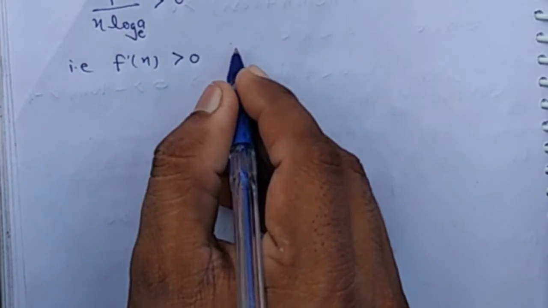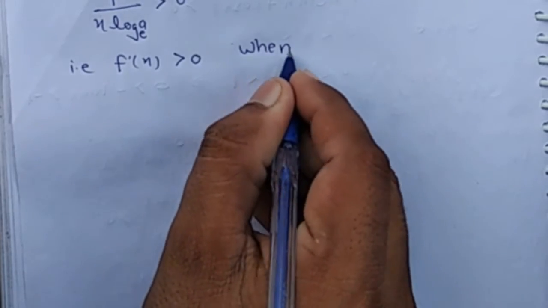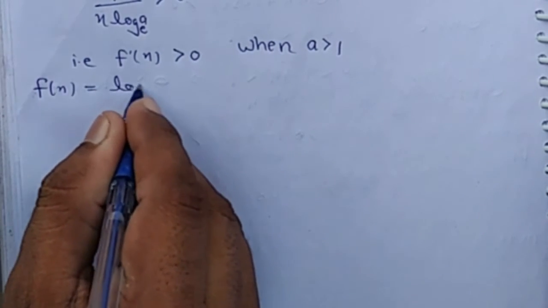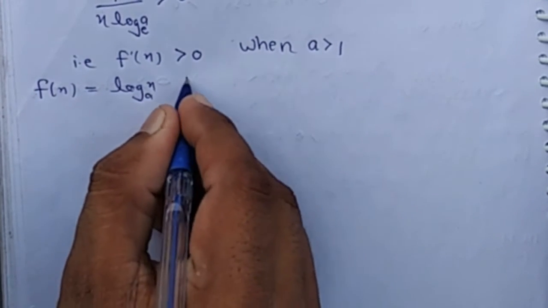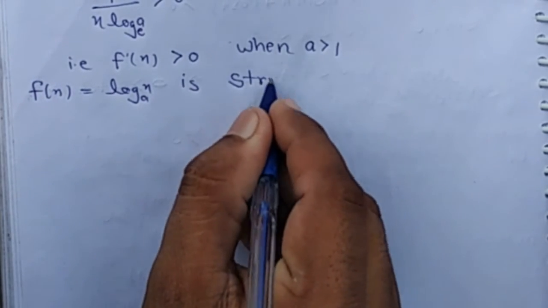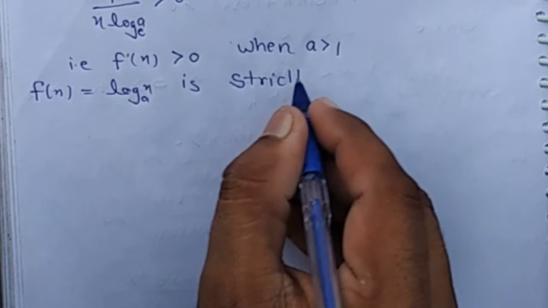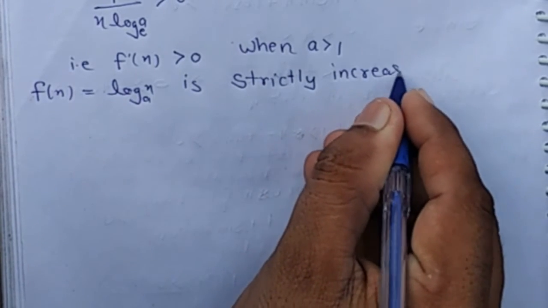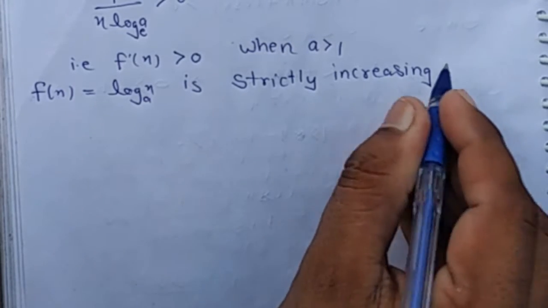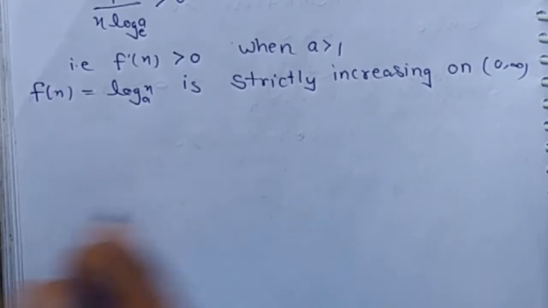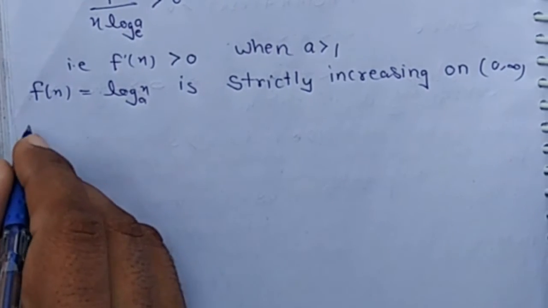when a is greater than 1, means the function log x at the base a is strictly increasing on (0, infinity).